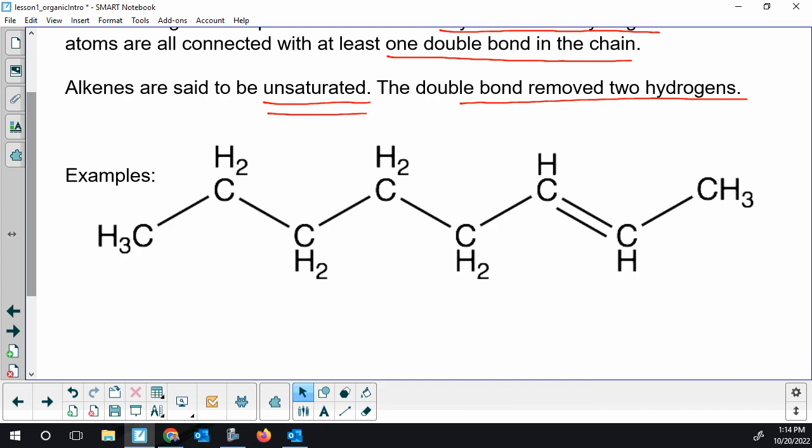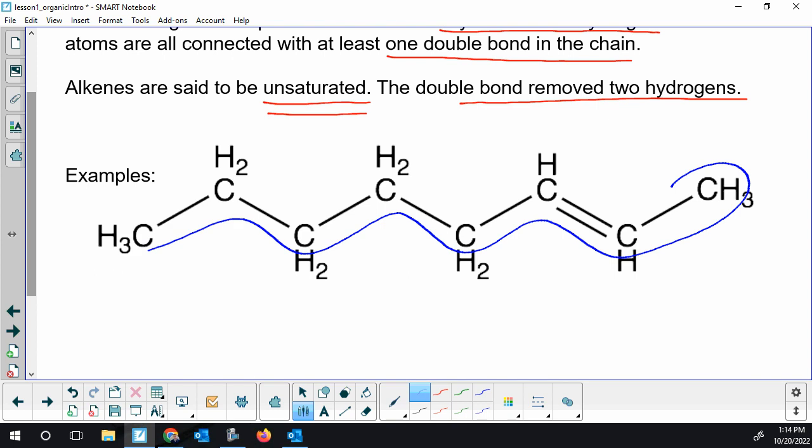I want to name this. I have to find the longest chain that includes the double bond. Well, there's no branches. There's just one continuous connection of carbons. So no worries about keeping the double bond in the longest chain. I'm going to have to count where that double bond is. And visually, it's going to be closer to get to on the right. I don't have to count both ways and figure it out.